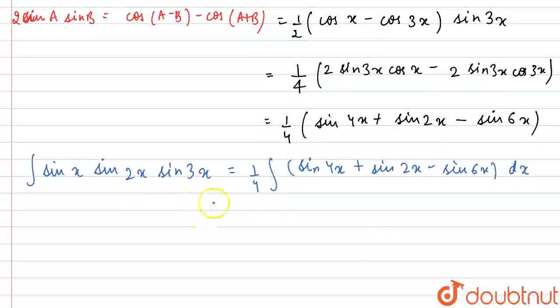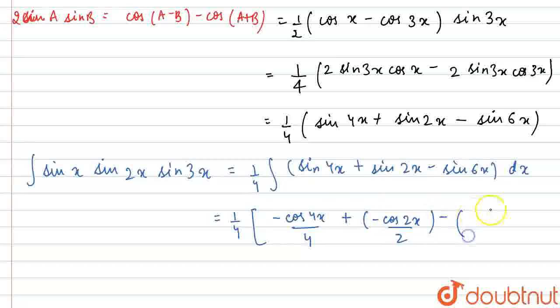Now we need to integrate this. So this will become 1 by 4, integration of sin x is minus cos x. This will become minus cos of 4x divided by 4, plus minus cos of 2x divided by 2, minus integration of sin 6x, minus of cos 6x divided by 6.